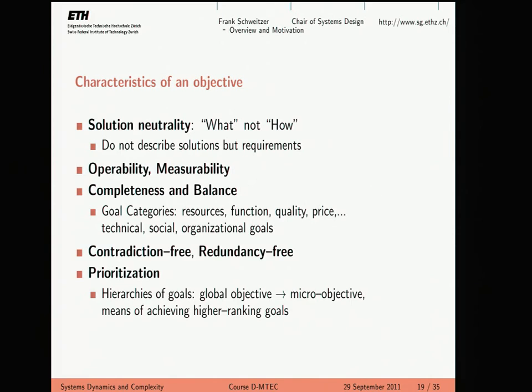For example, with the airport case, a bad objective would be something like, we can only build a new runway and there's no other way to expand the capacity, so let's figure out how to do it exactly. This is an objective which already hints into a solution. It's a very bad thing, so never do it.